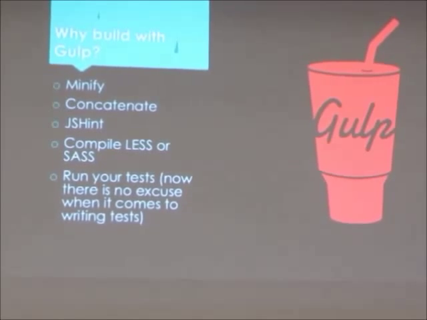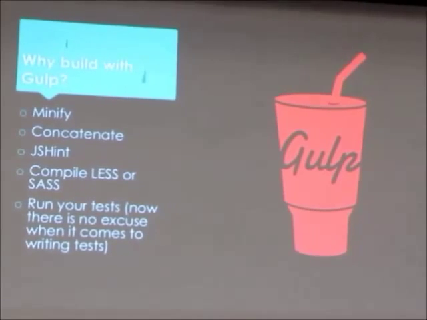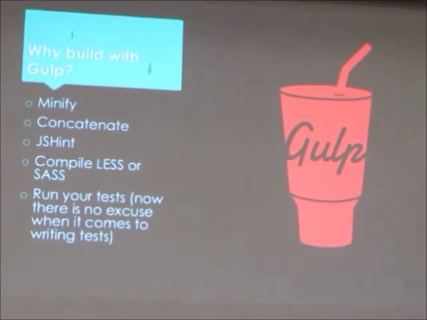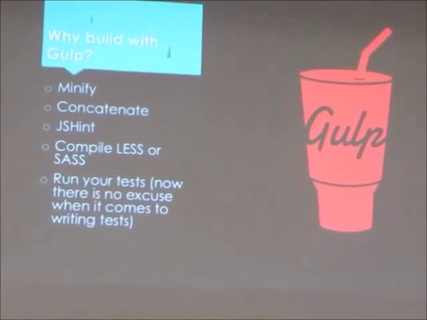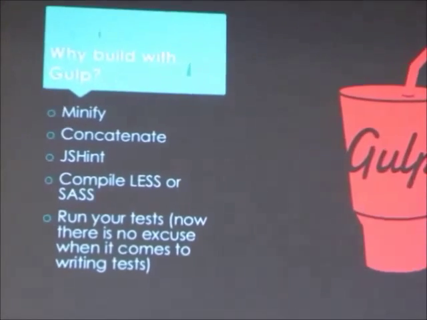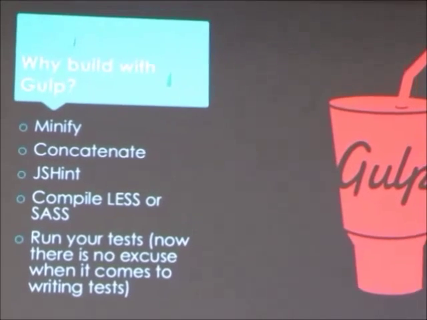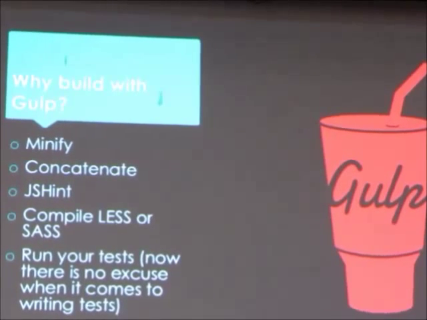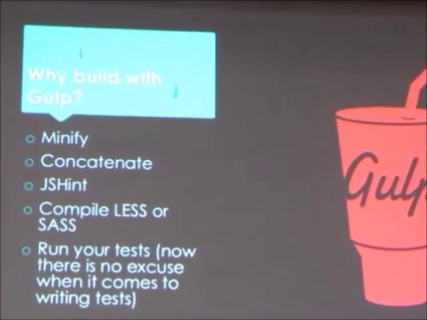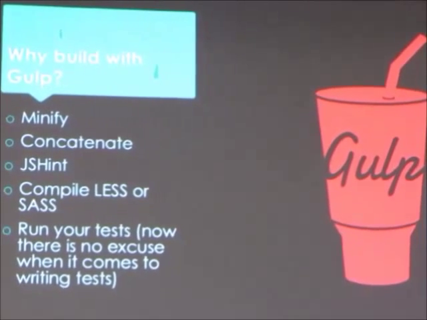But the problem is, you're limited in what you can do with it. With Gulp you can minify, concatenate, lint, and then compile Less or Sass. Anyone use Less or Sass before? Less or Sass is just a pre-compiler. Everyone has CSS hell, where you have to change a color in your CSS, but then you go to 100,000 places to change it. Then you change it in a place you didn't want to, because it was the same color but for a whole different thing. So with this you create variables, and we're not going to get too much into it, but you can do that with this. And run your unit tests.